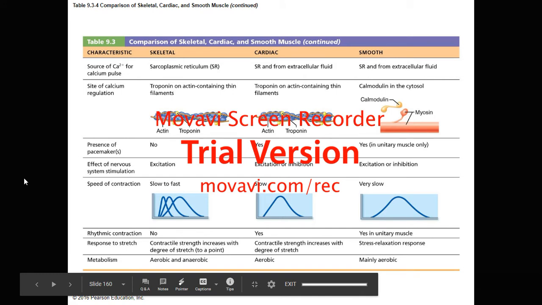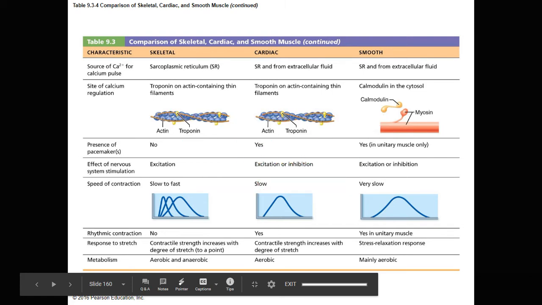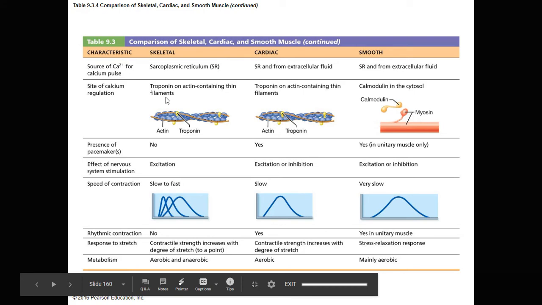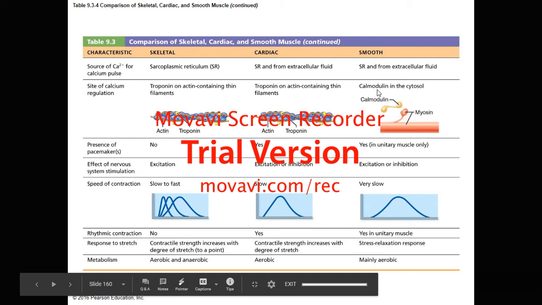All right, so some more comparisons. Source of calcium for calcium pulse. Skeletal, calcium gets released from the sarcoplasmic reticulum. Cardiac, from the sarcoplasmic reticulum and from extracellular fluid. And smooth muscle, from the sarcoplasmic reticulum and from extracellular fluid. Site of calcium regulation. Troponin on actin containing thin filaments for skeletal. Troponin on actin containing thin filaments for cardiac, and calmodulin and inositol for smooth muscle.